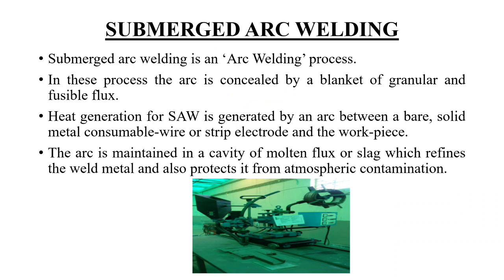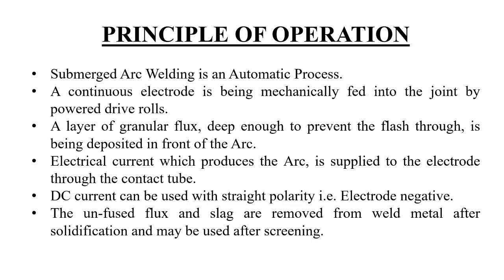There are four types of arc welding: arc welding with coated electrodes, tungsten inert gas welding, consumable metal inert gas welding, and submerged arc welding. Here I discuss only submerged arc welding.